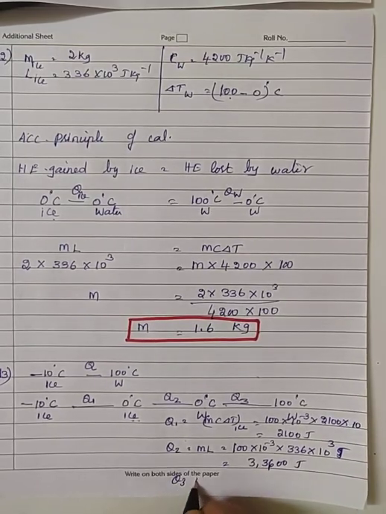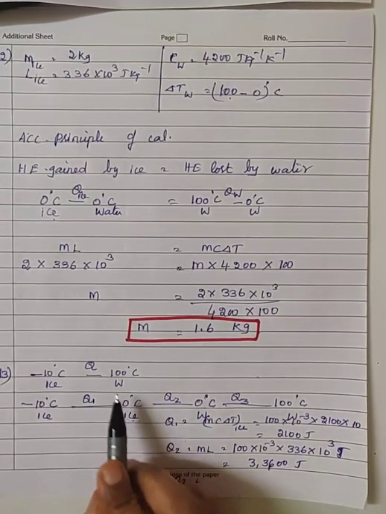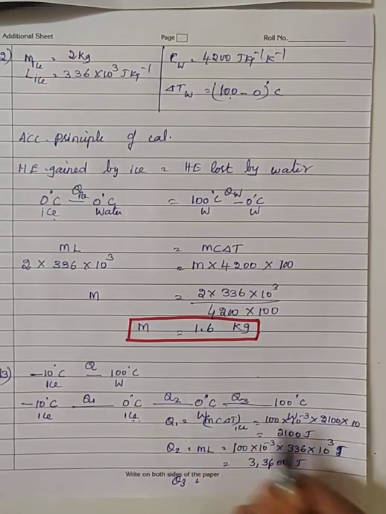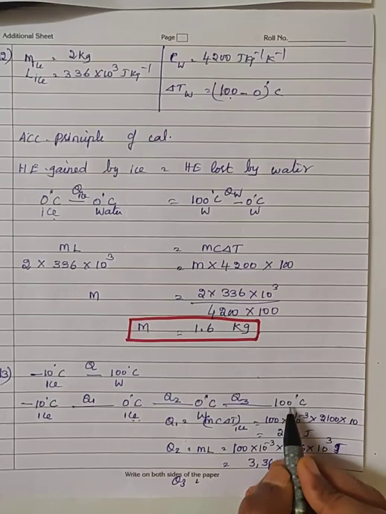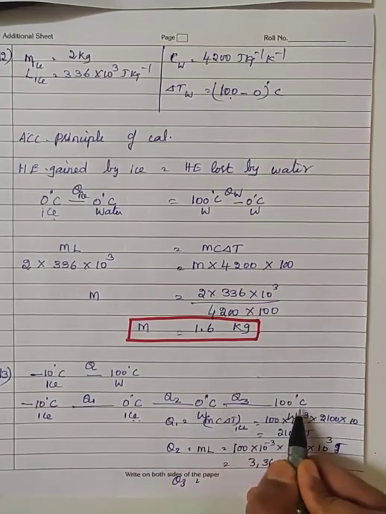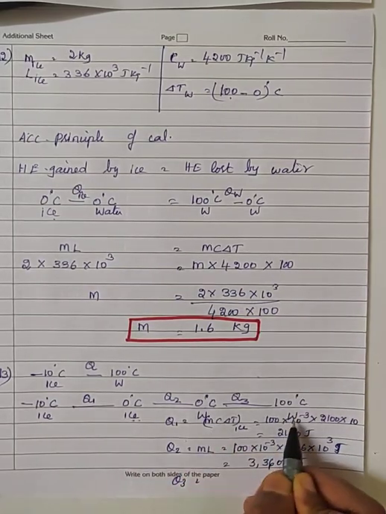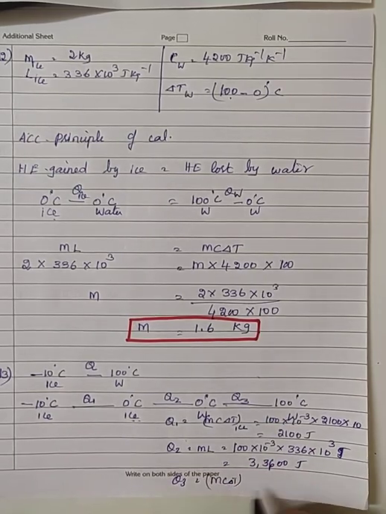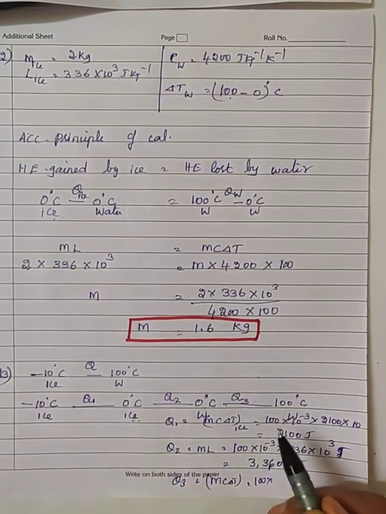Q3 is equal to, Q3 is the quantity of heat energy required to raise the temperature of water from 0 degrees Celsius to 100 degrees Celsius. There is change in temperature, but the substance remains in the same state. So the expression is mc delta T. So mass is 100 into, because 100 gram of ice only is converted into water.